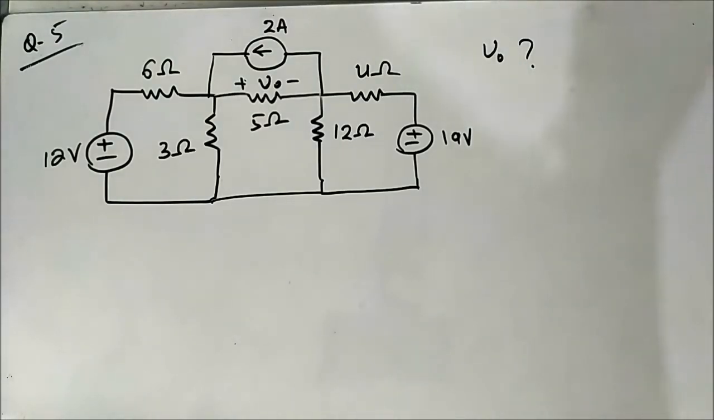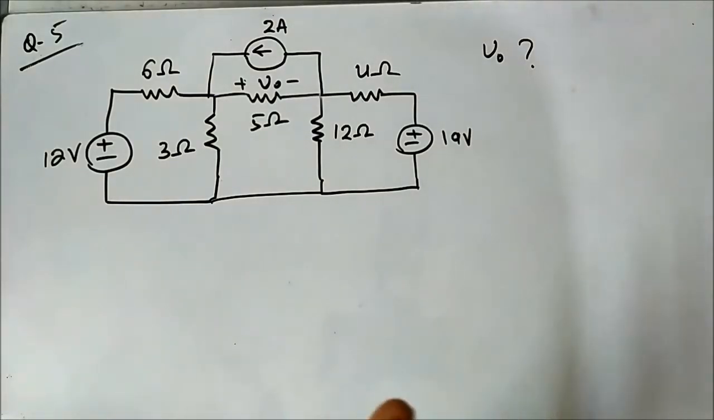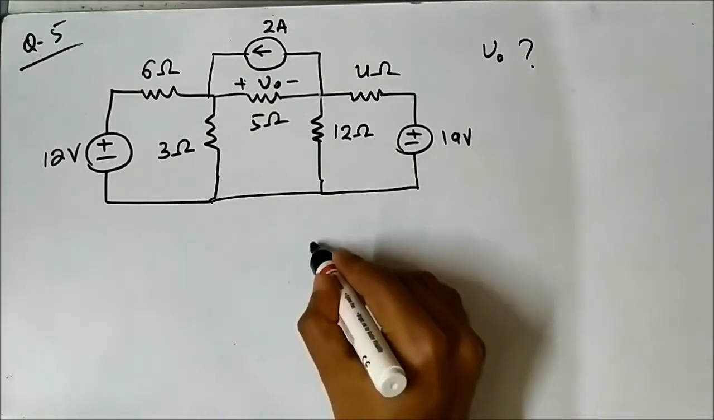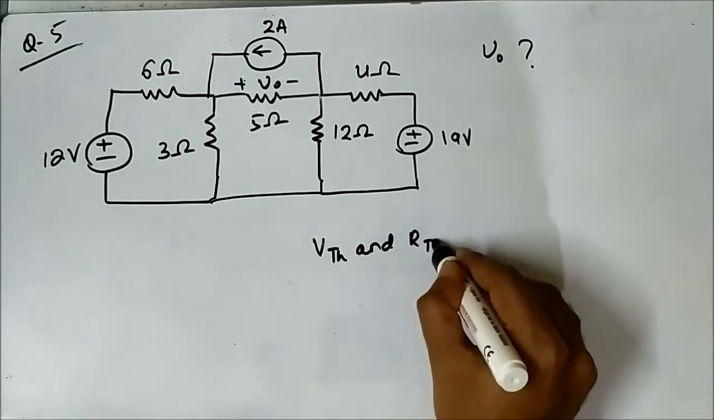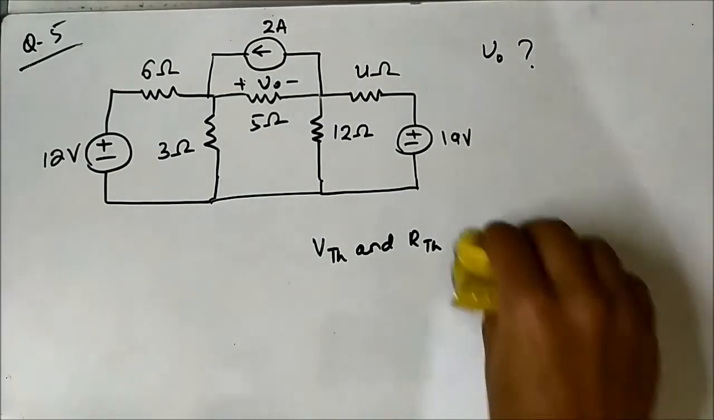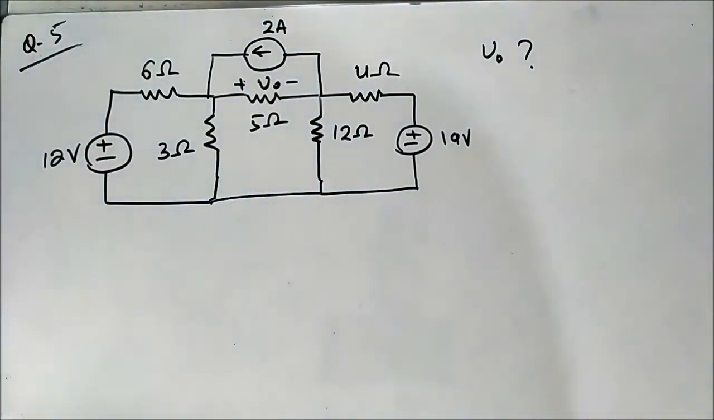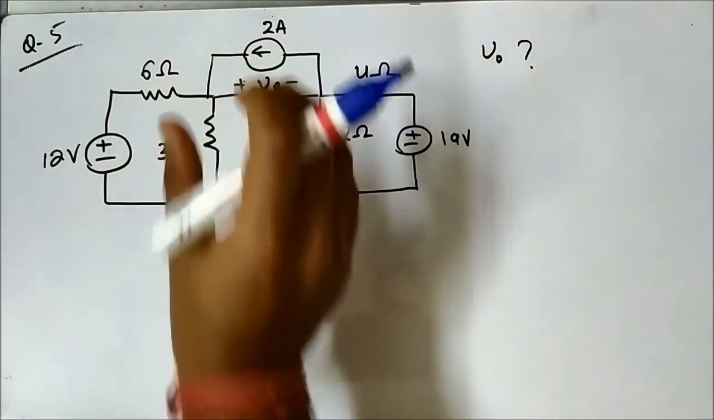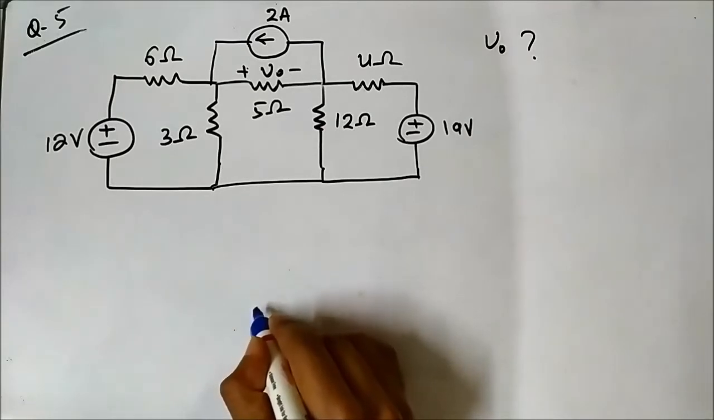The two important things when we apply Thevenin's theorem are Thevenin voltage and Thevenin resistance. So we have to find both VTH and RTH. As we have to find out the voltage drop across this 5 ohm resistor, in order to determine the equivalent circuit we have to draw the circuit excluding that resistor. Okay, let us redraw it.